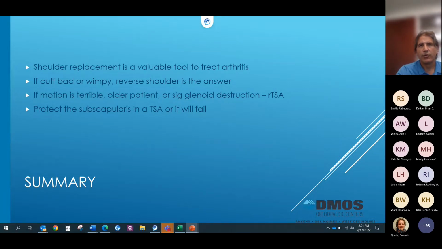And if the rotator cuff is wimpy or certainly torn, a reverse shoulder replacement is the answer for that. If they have terrible motion and they're really old and maybe have lesser demands or significant destruction of the socket, a reverse shoulder replacement's the better option. And in an anatomic shoulder replacement, protect the subscapularis or it will fail.